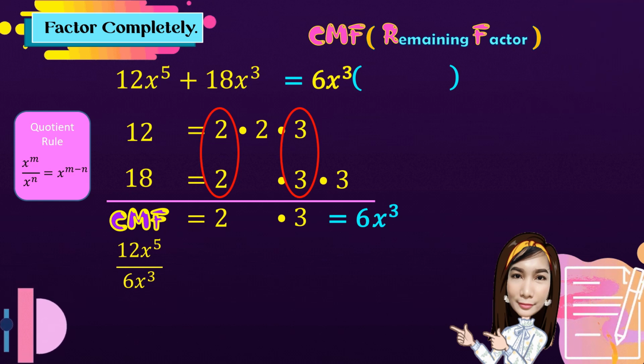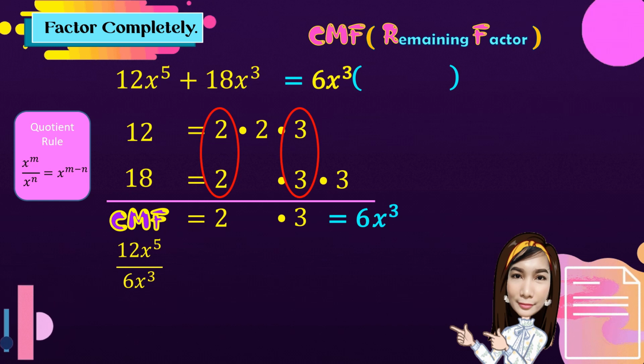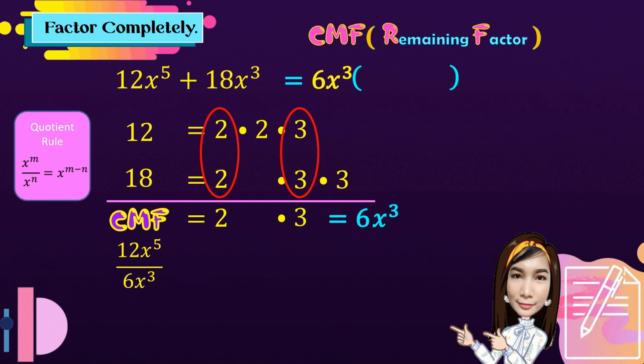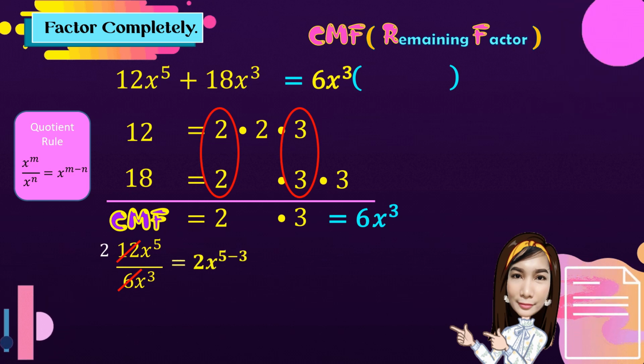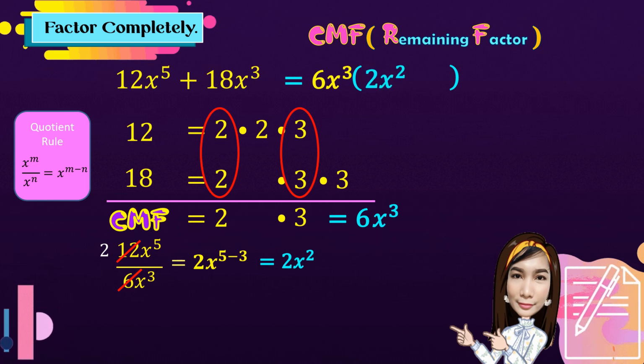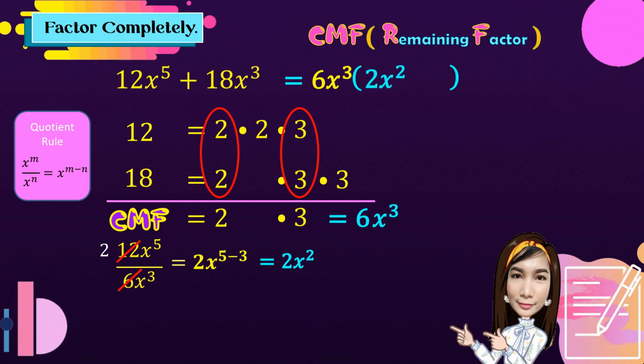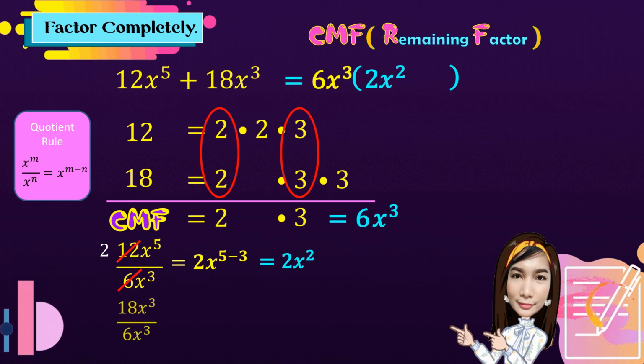So 12x raised to 5 divided by 6x cubed, we're going to divide first the numerical. 12 divided by 6, we have 2. Then copy the base x, then subtract the exponent 5 minus 3. And that is equal to 2x squared. So that will be your first term on the remaining factor.